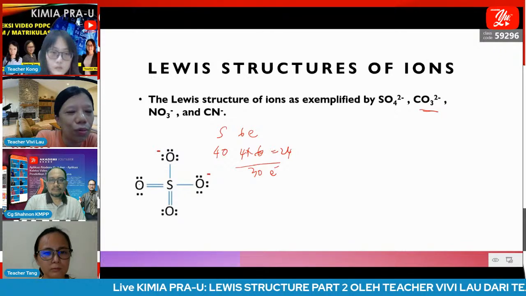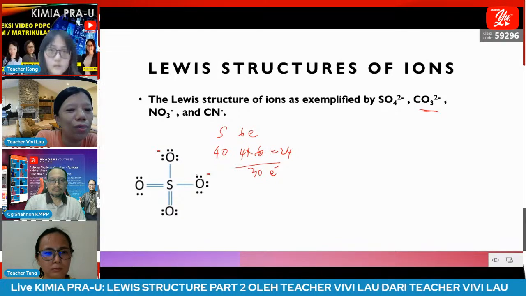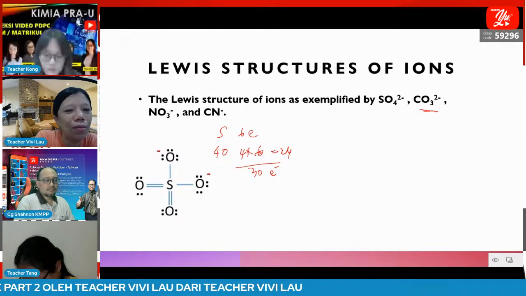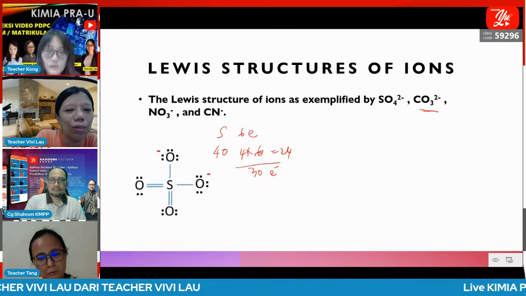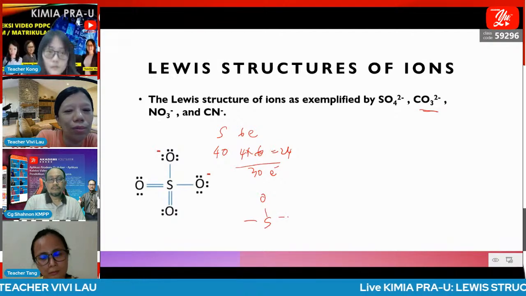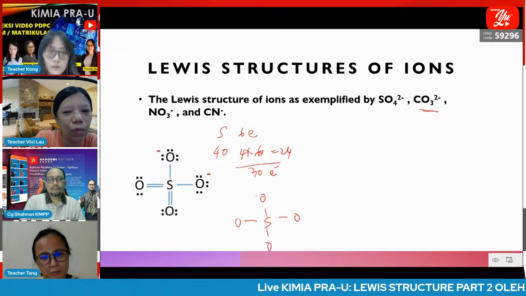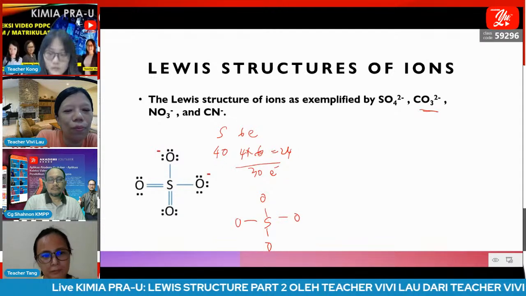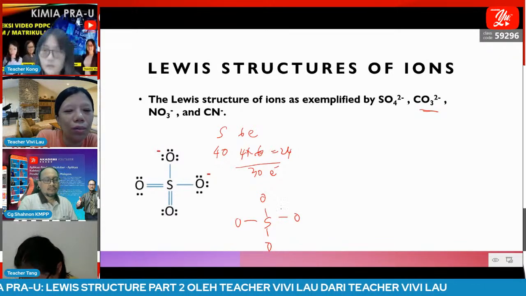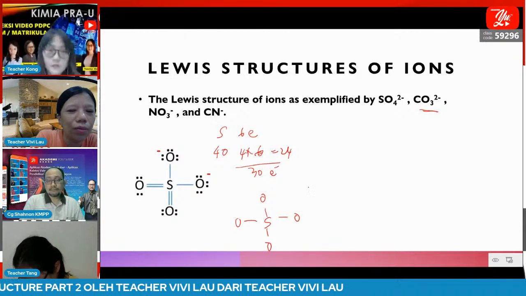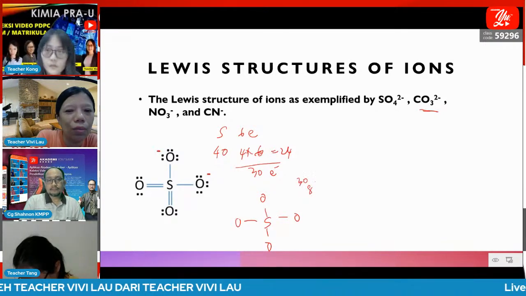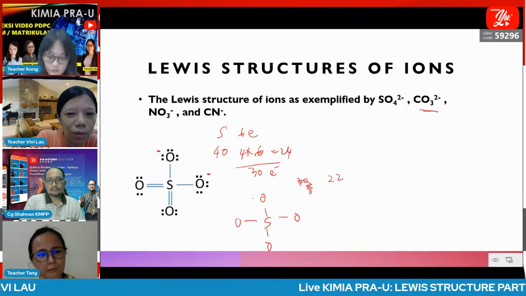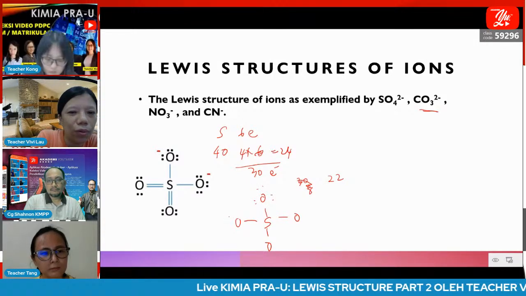First you draw the oxygen surrounding the sulfur. Then draw the bonds. At first you draw single bonds, like just now. Then you add the lone pair electrons. Here we have 4 bonds, 4 times 2, 8 electrons. So 30 minus 8, you have 22. Then you distribute the lone pair electrons to the oxygen.